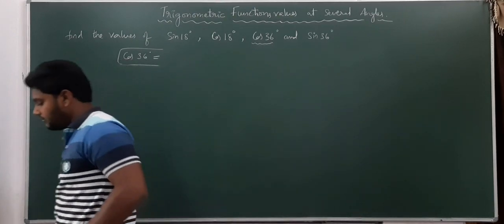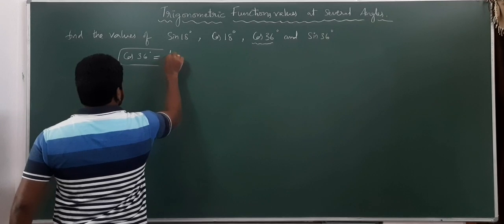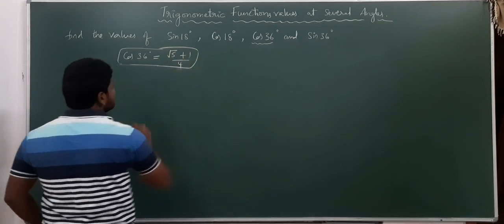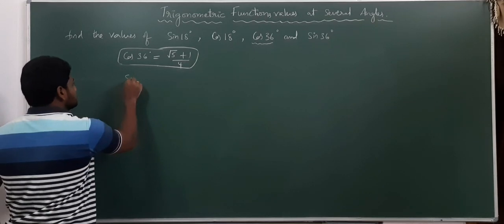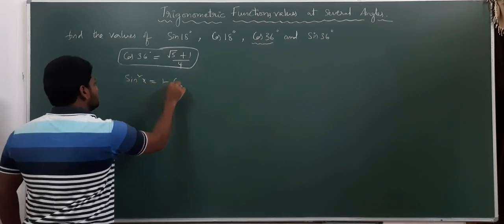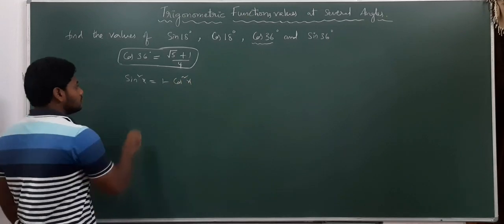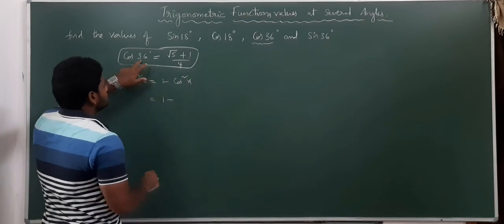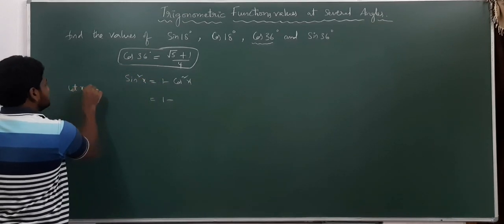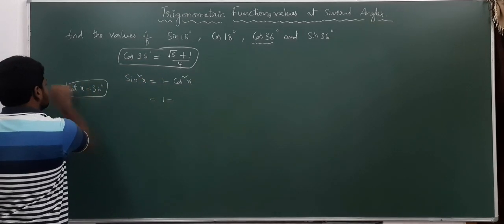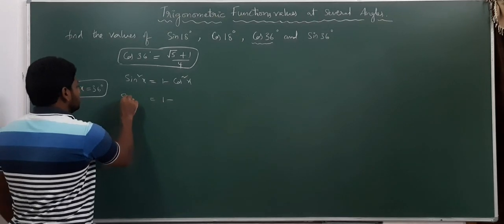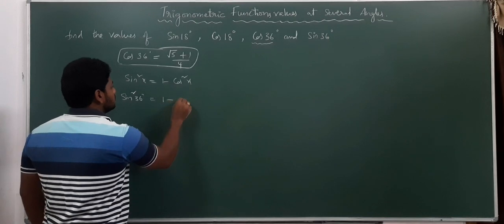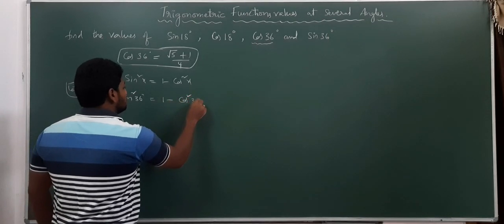So previously what we have found is cos 36 degrees, which is equal to (root 5 plus 1) by 4. By using this formula, again by using identities, sin square x is equal to 1 minus cos square x. Here you consider x equal to 36 degrees. Then you substitute: sin square 36 degrees is equal to 1 minus cos square 36 degrees.